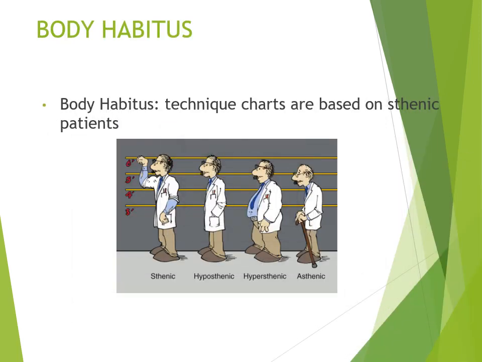Body habitus: we know that technique charts are based on sthenic patients. So technique charts need to be revised so that we can actually have an idea of exactly what to use for different size patients. And we should use calipers, as a recommendation, so we know exactly what technique to set as far as manual techniques.